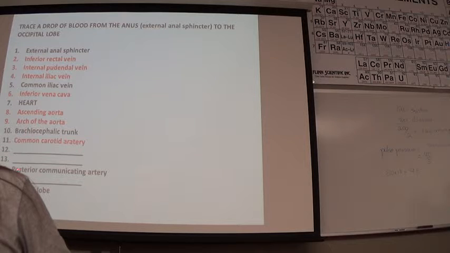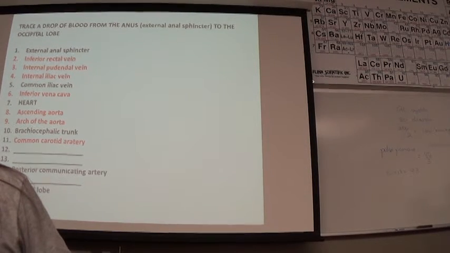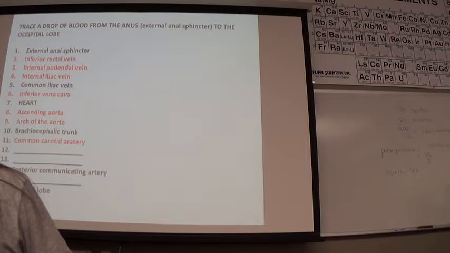Notice what I have here? Posterior communicating. That's your clue here. We are going to the occipital lobe, but would we need posterior communicating if we were doing vertebral? No. So I put posterior communicating in there as a clue that we're going a different way. So common carotid, to internal carotid.